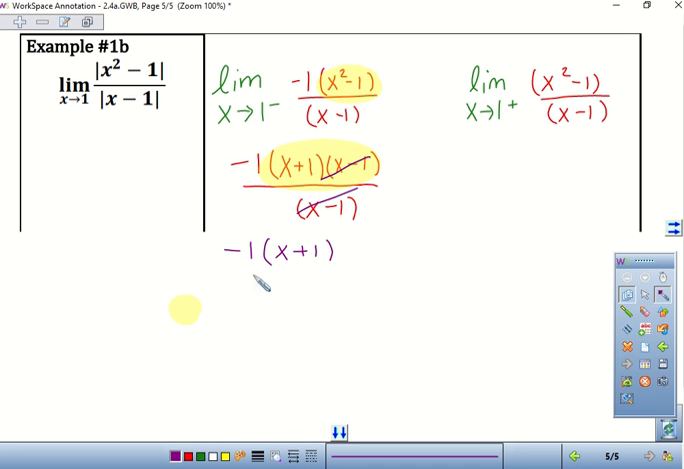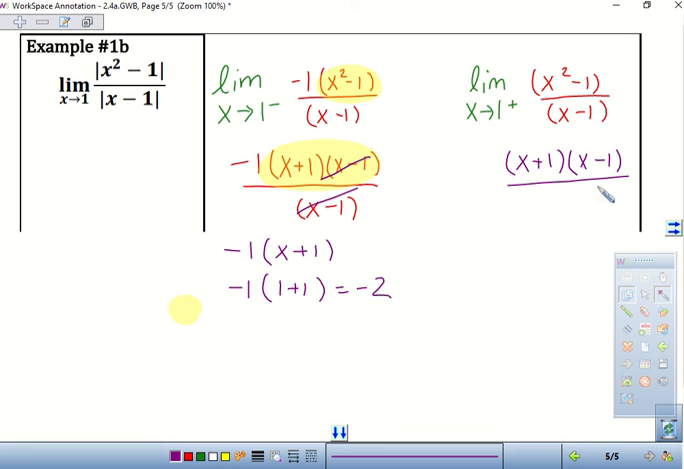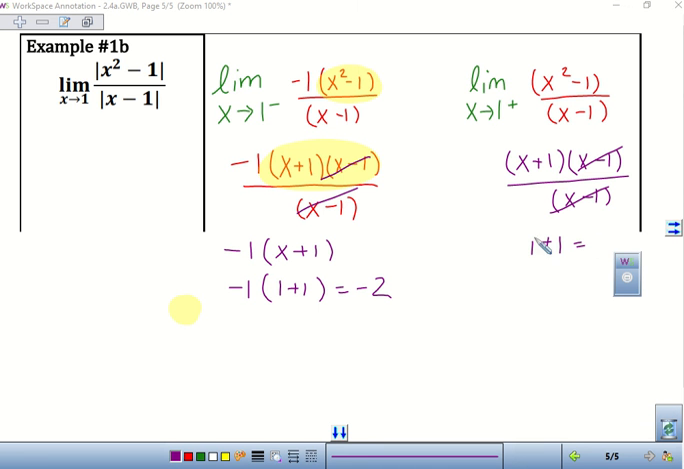And then I'm going to plug in what for X? 1. So I get 1 plus 1 times negative 1, which is negative 2. Now over here, the numerator is going to factor the same way the other one did. And what's going to happen with the X minus 1s? They cancel. That leaves me with X plus 1, which is 1 plus 1, which is 2. So does the limit exist here? No, because the left and right-hand limits don't match. That's why it's so important you do both sides of the limit, because sometimes it won't match.